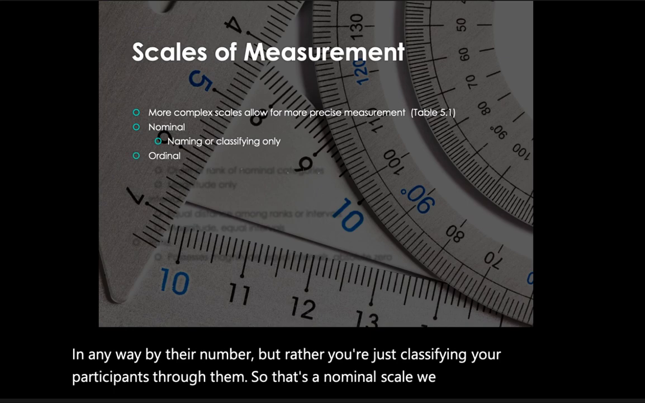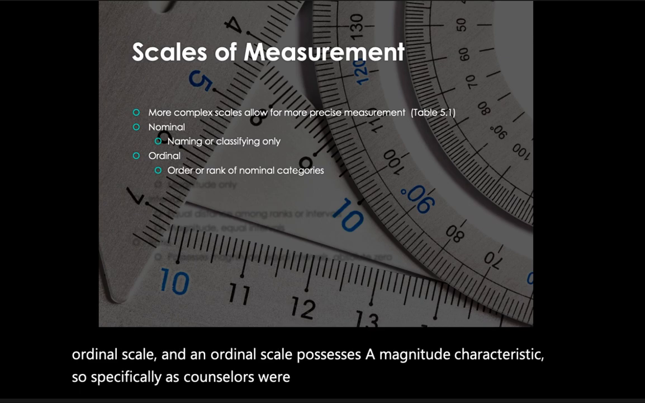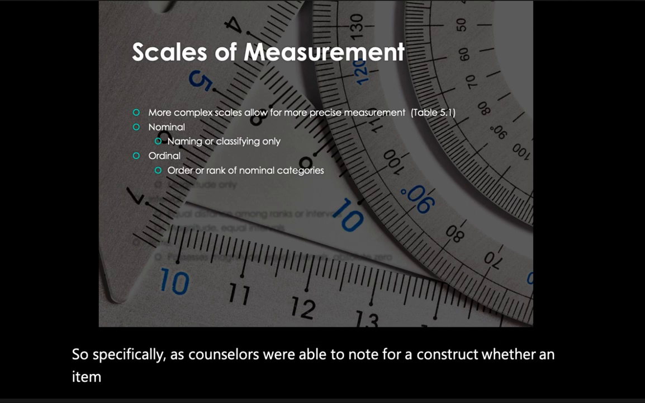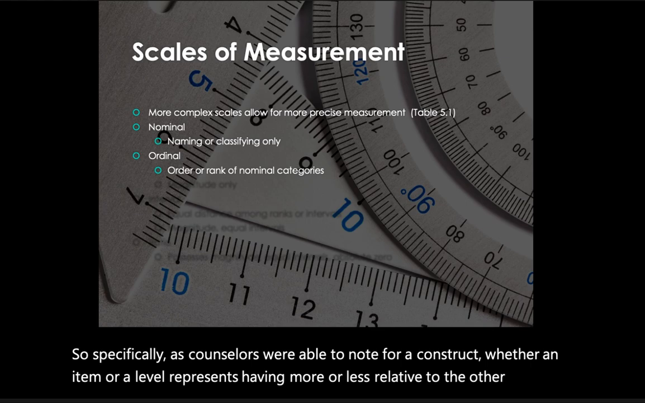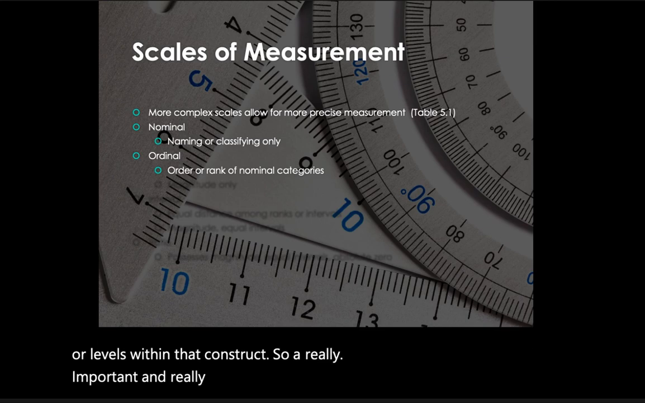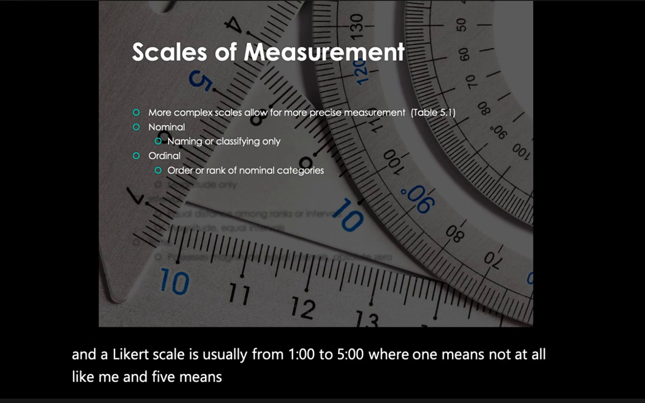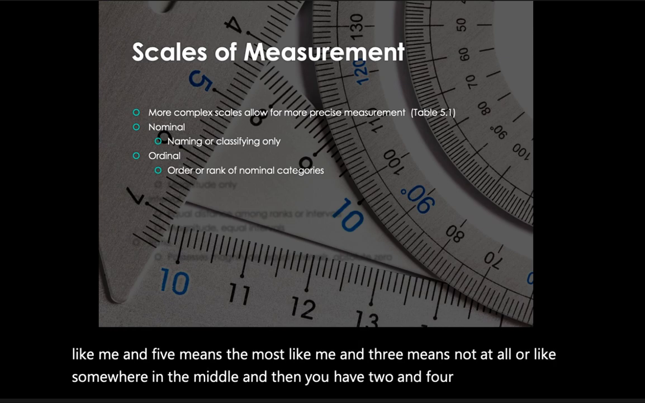We also have an ordinal scale, and an ordinal scale possesses a magnitude characteristic. Specifically, as counselors, we're able to note for a construct whether an item or a level represents having more or less relative to the other items or levels within that construct. A really important and really common example that we have is Likert type scales. A Likert scale is usually from 1 to 5, where 1 means not at all like me, and 5 means the most like me, and 3 means somewhere in the middle, and then you have 2 and 4 that are intermediate steps.